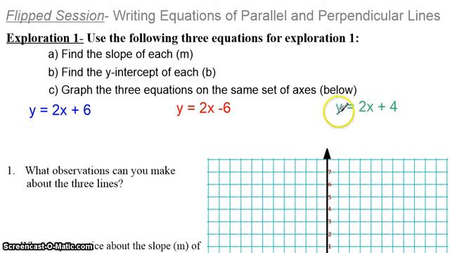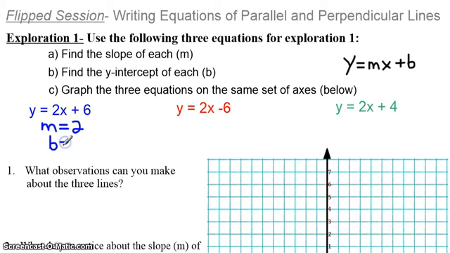So, you guys should recall that y equals mx plus b is an equation of the line in slope-intercept form, where our m is our slope and our b is the y-intercept. So, we're going to look at this first equation right here. Y equals 2x plus 6. It's already in mx plus b form, so this is easy for us. Our slope is 2, and our y-intercept, our b term, is going to be 6.